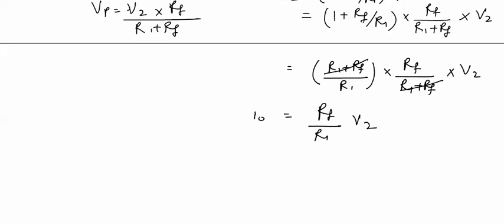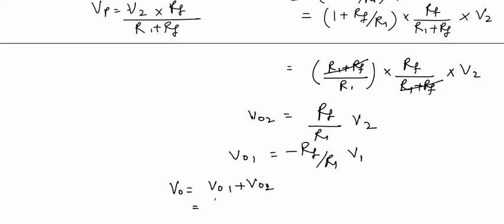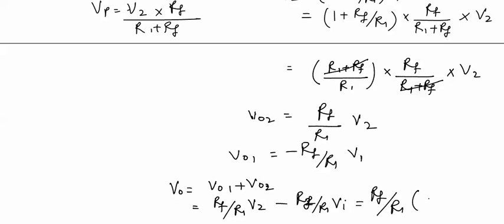And we know that this is the voltage V02, and we know that V01 equal to minus RF upon R1 into V1. So the total output V01 plus V02 will be equal to RF upon R1 into V2 minus RF upon R1 into V1. This will be RF upon R1 into V2 minus V1. So this is a difference amplifier.